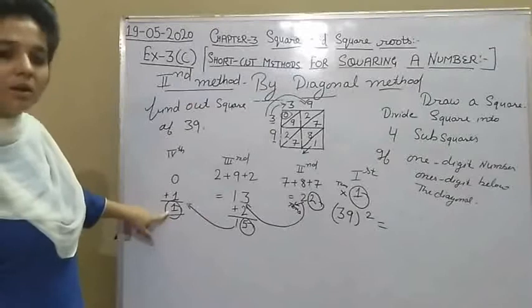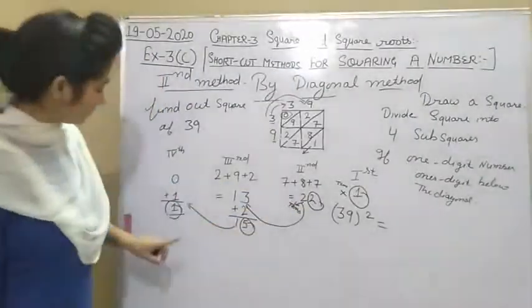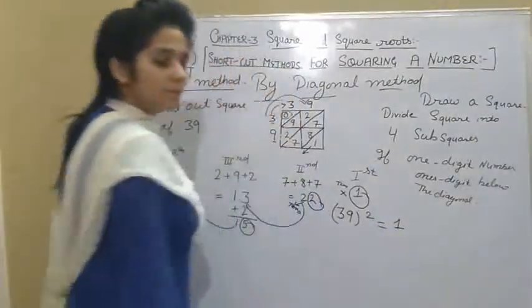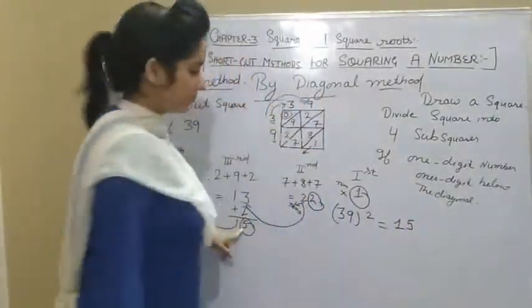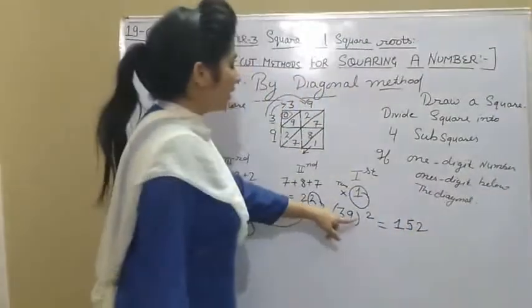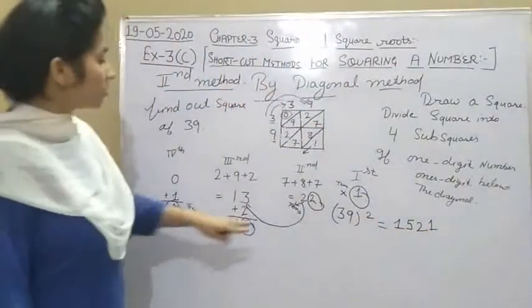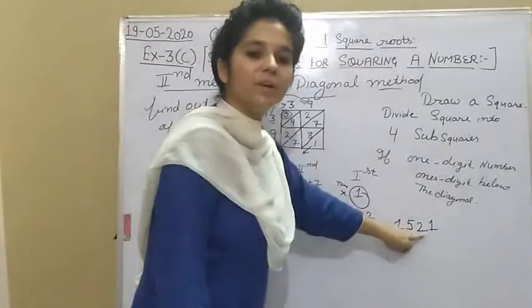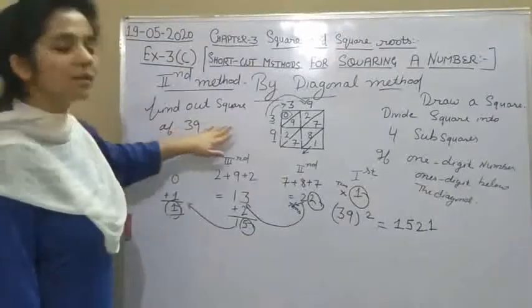So, the square of the 39 will be, you will write the digits of the circle. Your first digit is 1, your second digit is 5, your third digit is 2, and your fourth digit is 1. So the square of 39 is 1529.